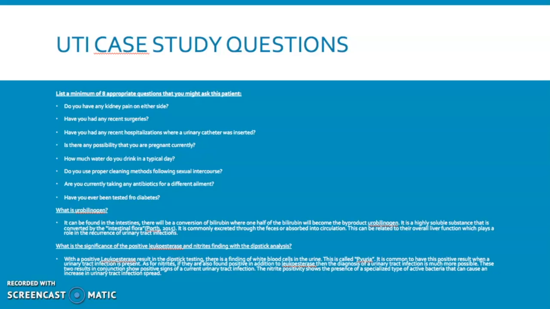The next question was, what is the significance of a positive leukoesterase and nitrate findings with a dipstick analysis? With the leukoesterase, this is going to be the presence of white blood cells in your urine, which is also known as pyuria. It's common with this urinary tract infection because your body has recognized the infection or bacteria and is going to send its defenses to try to break it apart and then remove it through the bladder.